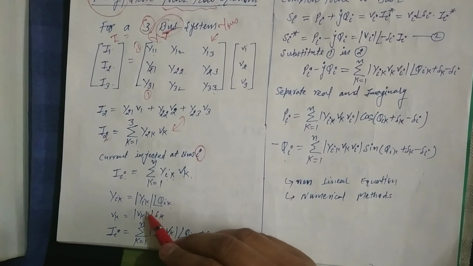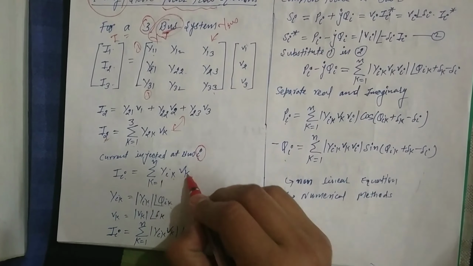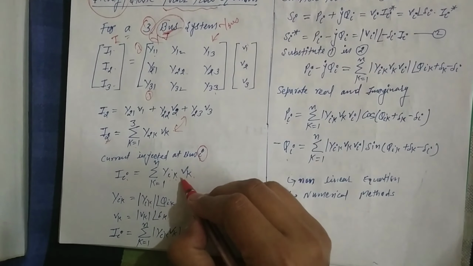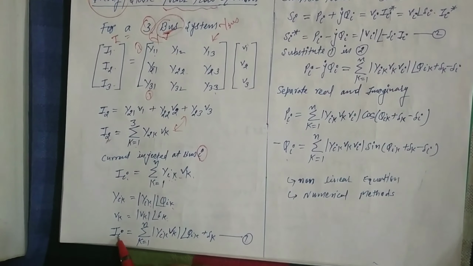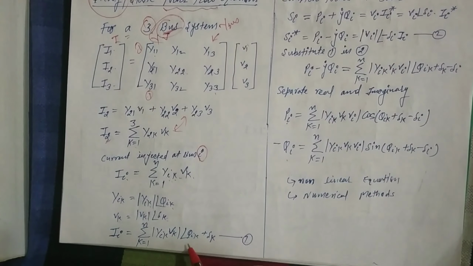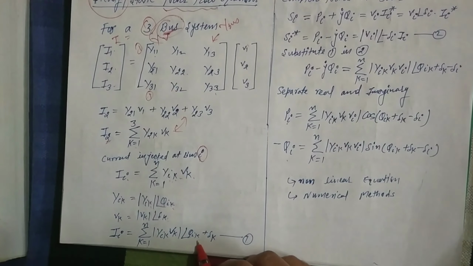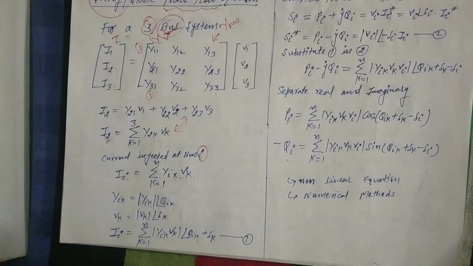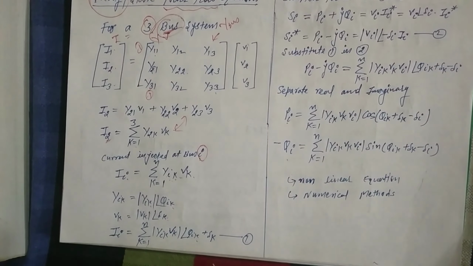If I replace Yik and Vk in polar form here, it will come like this: Ii equals summation of K equals 1 to n. In the magnitude form, Yik and Vk, and the angles will add to each other. So this is the equation of current injected at bus i.